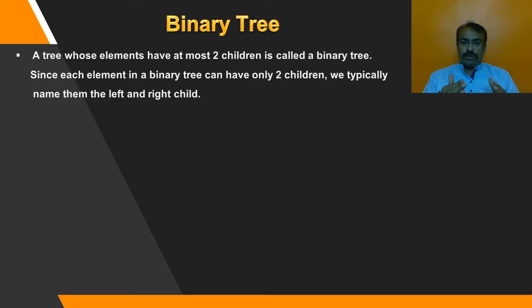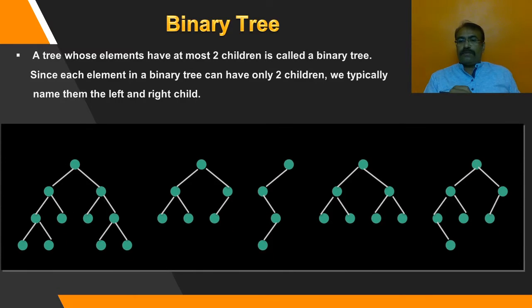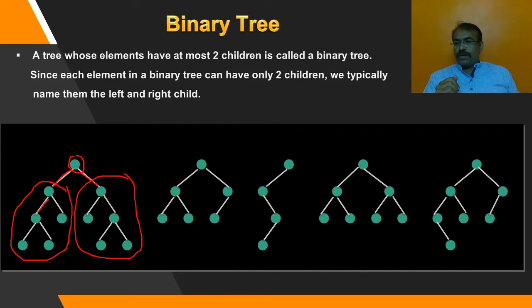If any node has two children, we typically name them as left child and right child. Here are a few examples of the binary tree. Here you can see this node is having two children. This is its left child, this is its right child. The left child itself is a left subtree and right child is a right subtree. This node also has only two children. This node has two children, and of course the leaf node doesn't have any child. So that is an obvious definition. Here also you can find that.